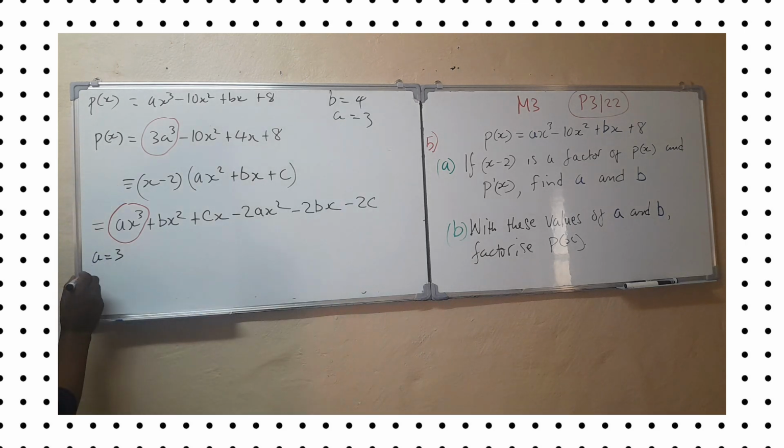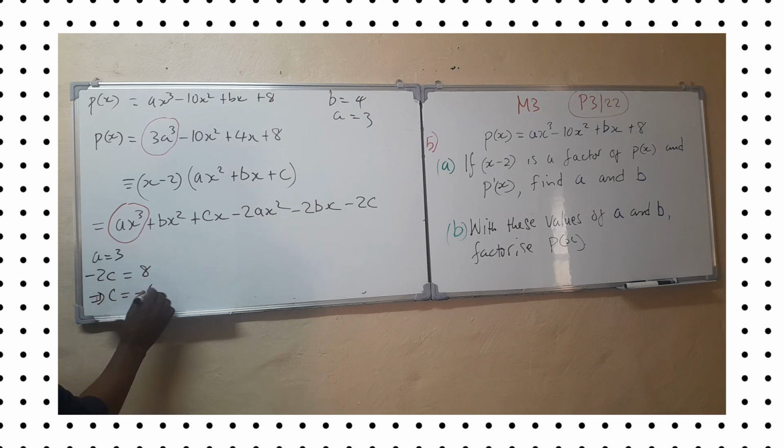So we can write minus 2c is equal to 8, which implies that c is equal to minus 4. So I've now got two of my constants in the bag. a is equal to 3, c is equal to minus 4. Right, we are left with b.